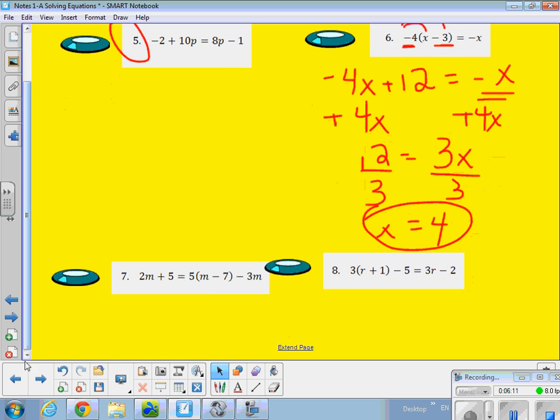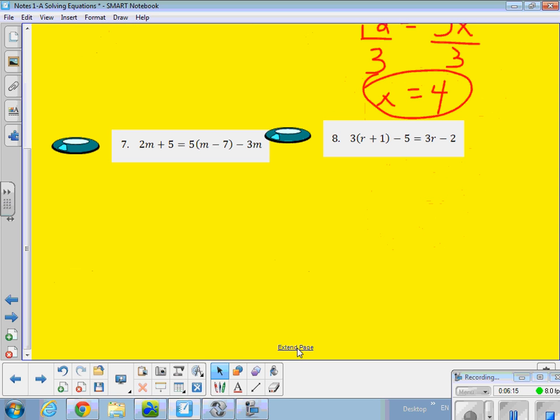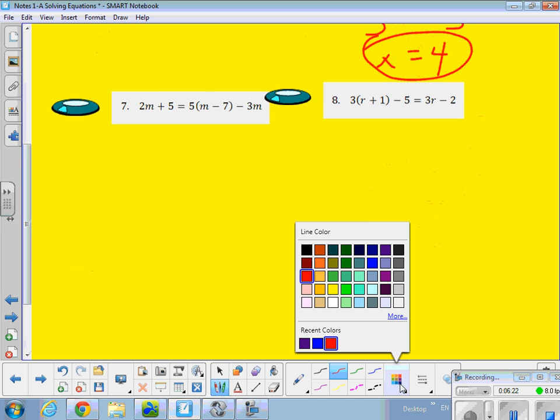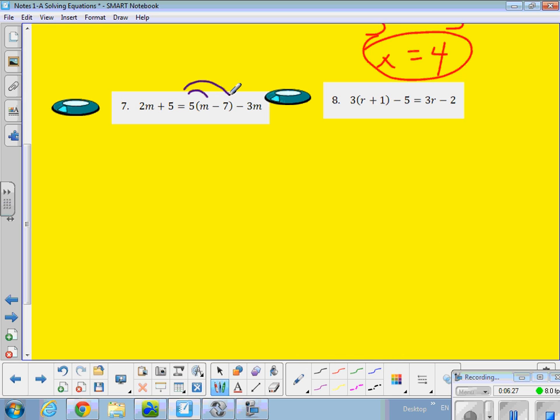Alright, so I'm going to do number 7 for you, and then I'm going to have you guys try number 8 on your own. So let's take a look at what number 7 is going to look like. First thing I need to do is simplify, and that's going to take me a couple of steps. So I'm going to start by distributing that 5. I have 2m plus 5 is equal to, now I'm going to distribute that in. So 5 times m is 5m. 5 times -7 is going to give me -35, and then minus 3m.